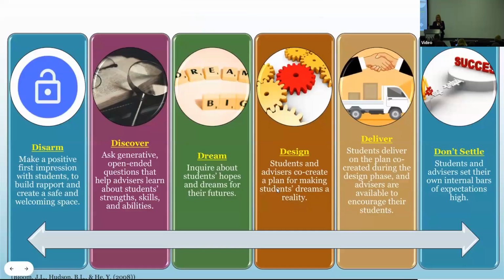So I'll talk a little bit about appreciative advising, because our population of adult learners own businesses, they're adults, they don't want to be talked to like they're just right out of high school. So the first thing we train them to do is disarm. Make a positive first impression, build rapport, create a safe, inviting space. So the student will start talking first. Don't just jump in and tell them they're not doing well. Ask generative, open-ended questions that help advisors learn about students' strengths, skills, and abilities.